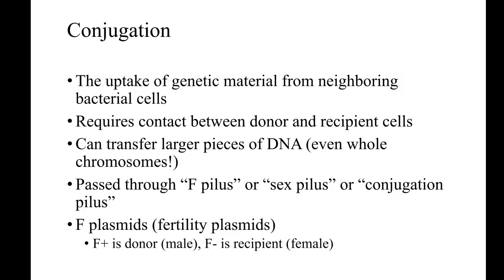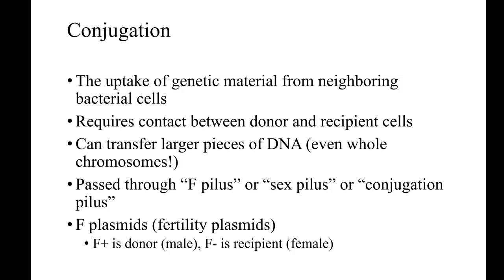So if we have a bacteria and it has an F plasmid, we would call that the F plus cell. That's the donor cell, which will donate DNA. The recipient is going to be the F minus cell. Now, another term they'll use is male and female. I mostly use F plus and donor, and F minus and recipient.